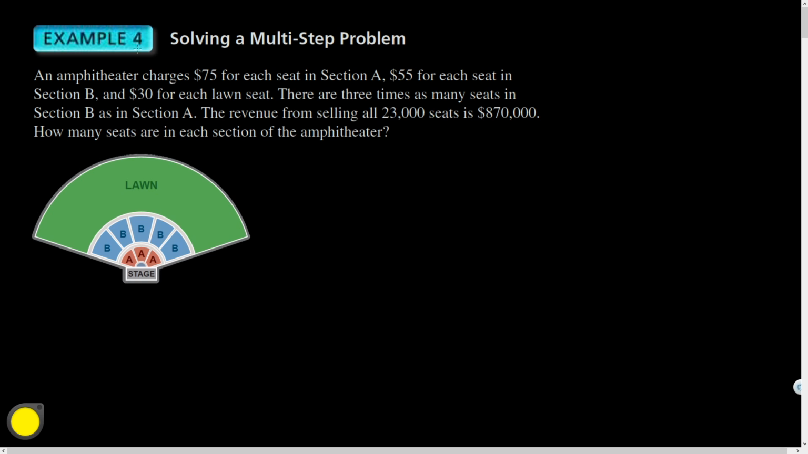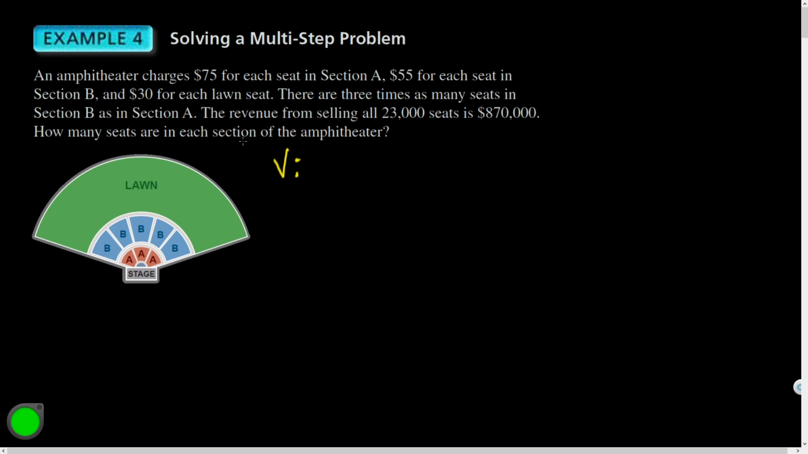In order to do these word problems, I recommend starting by defining your variables, which are going to be the x, y, z in this case. So let's give this problem a read through and see if we can spot what those are. An amphitheater charges $75 for each seat in section A, $55 for each in section B, $30 for each lawn seat. There are 3 times as many seats in B as A, and the revenue from selling all the seats is blank. How many seats are in each section of the amphitheater?